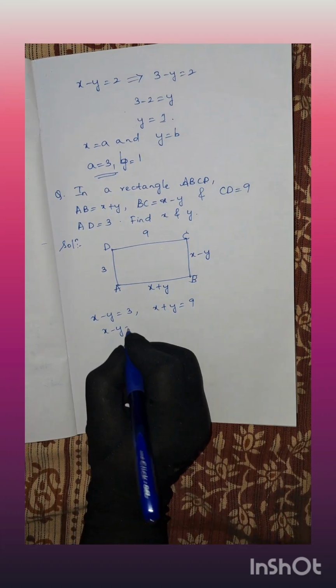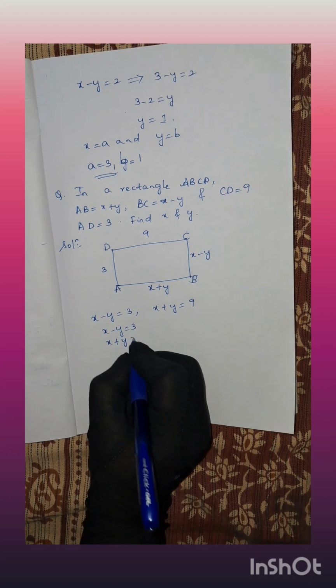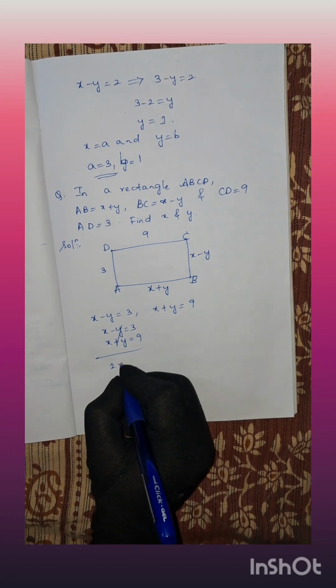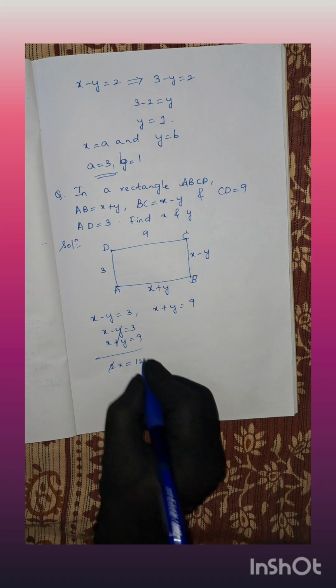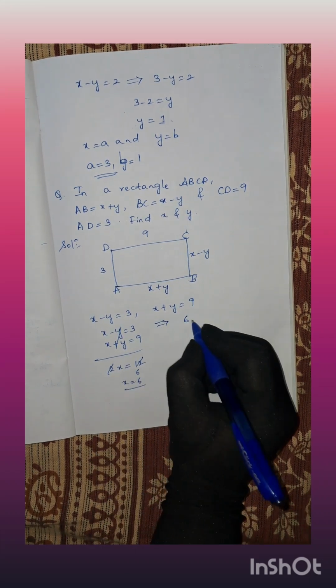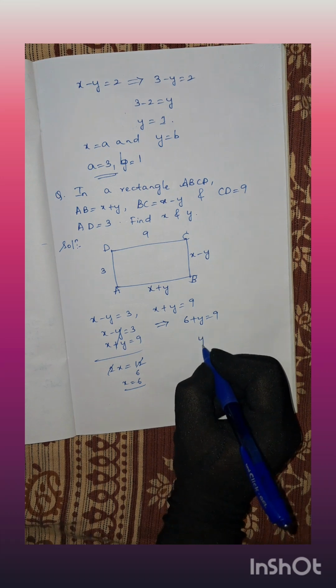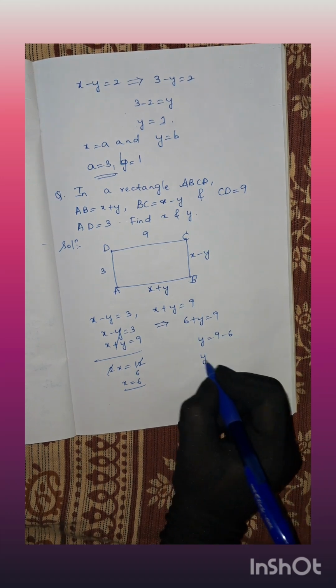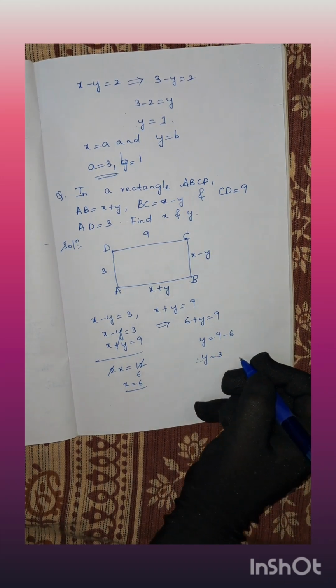So x minus y is equal to 3, x plus y is equal to 9. This cancels. 2x, 9 plus 3, 12. 2 ones are 2, 2 6s are 12. x is nothing but 6. If I substitute x here, 6 plus y is equal to 9. y is equal to 9 minus 6. y is equal to 3. So x is 6, y is 3.